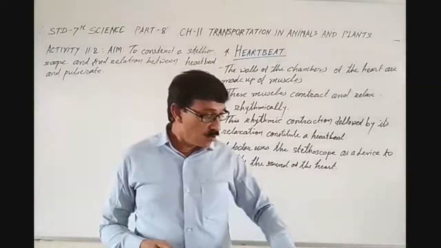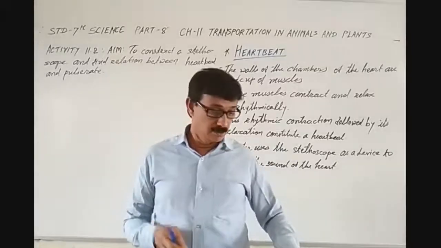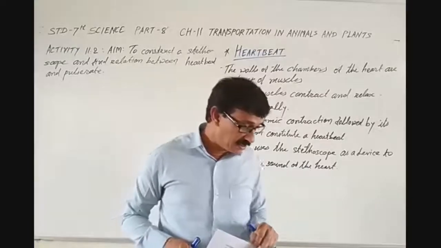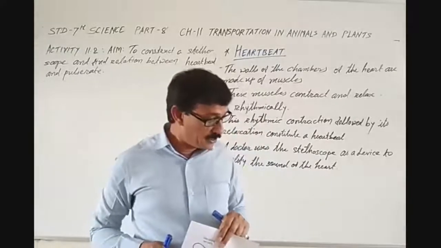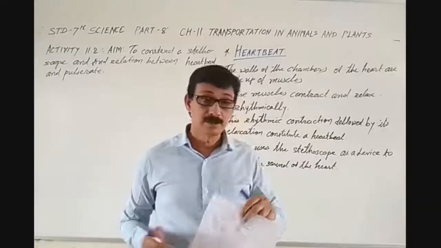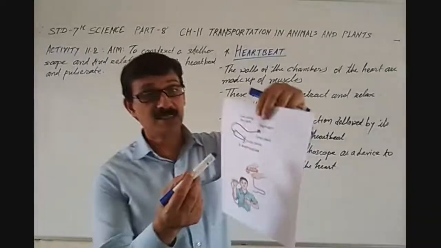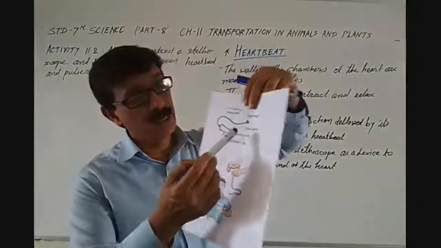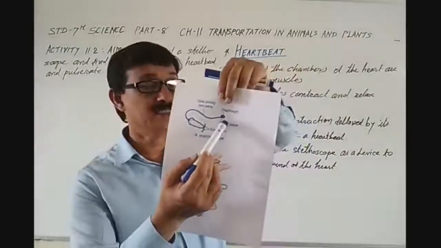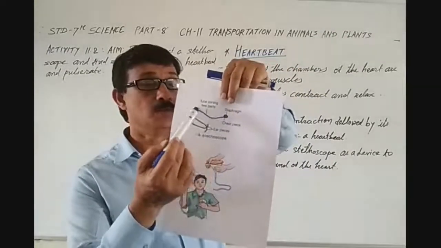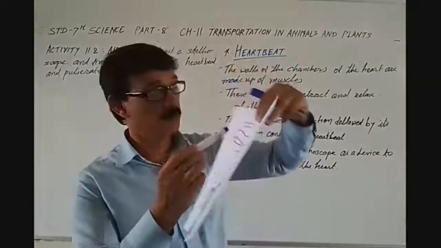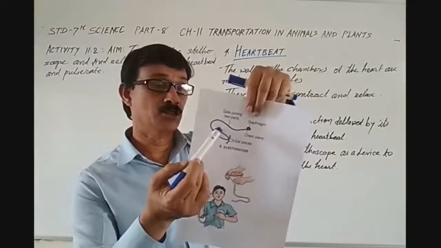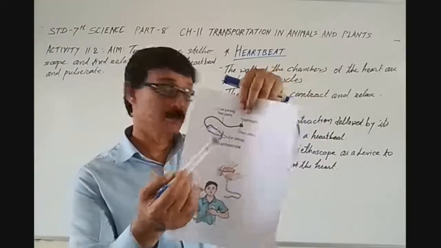It consists of a chest piece and a tube joining the parts. You can see this is a chest piece. In your textbook also that figure is there. This is a chest piece and this is the tube. Tube joining two parts. You can see these two parts.